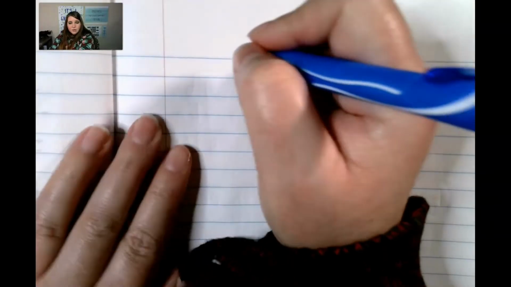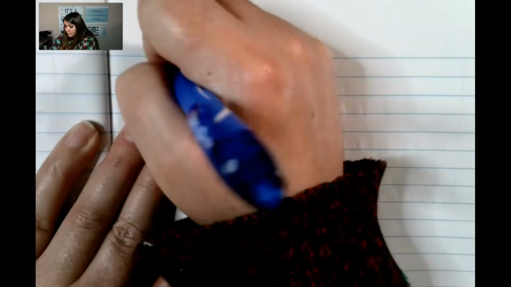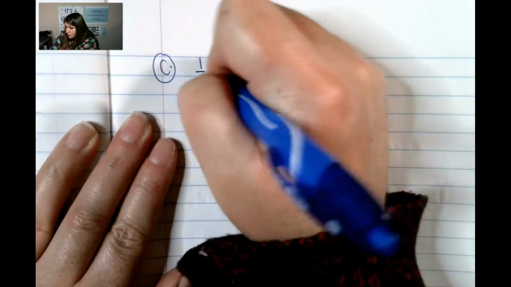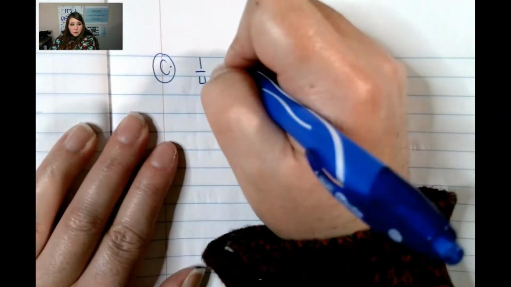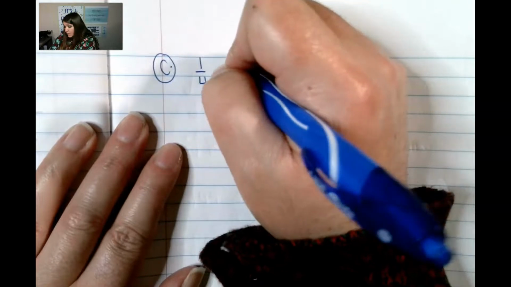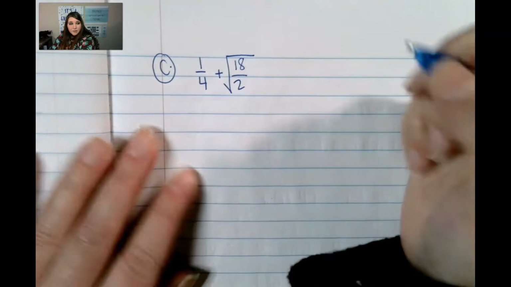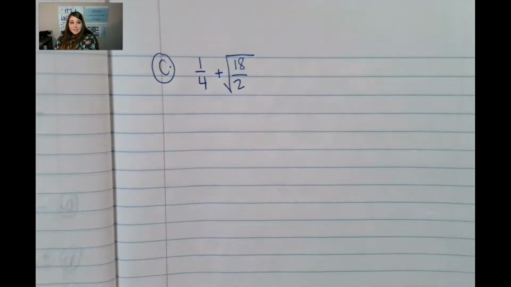Okay, but what happens when you are given a problem that has a fraction in it? Okay, let's do one of those and then I'm going to give you a try it. All right, so in this problem, we have 1/4 plus the square root of 18 over 2. And our job is to add those two things together.